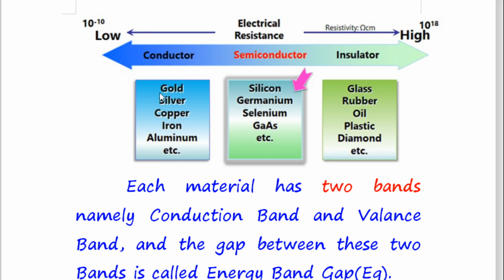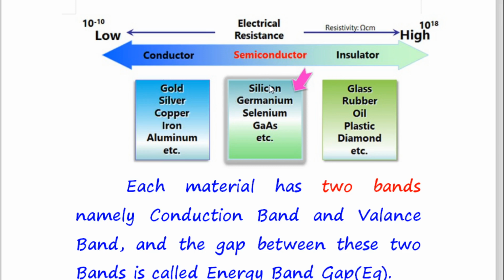Conductor, good conductor. Gold, silver, copper, iron, aluminium, tungsten, all metals are good conductors of electricity as well as heat. But the conductivity again varies according to atomic number and the number of electrons present in the outermost shell, that is called valence electrons. Semiconductors' conductivity lies between conductor and insulator.